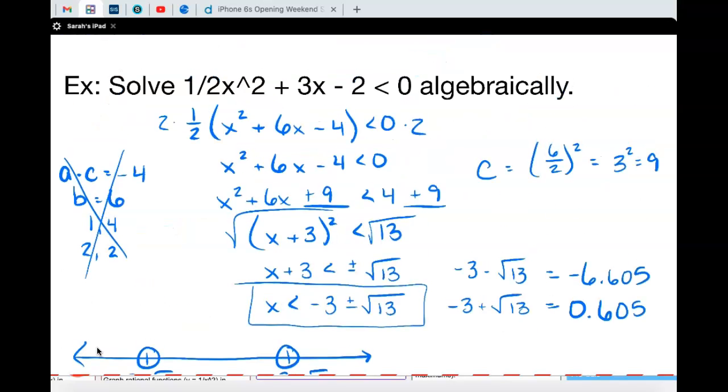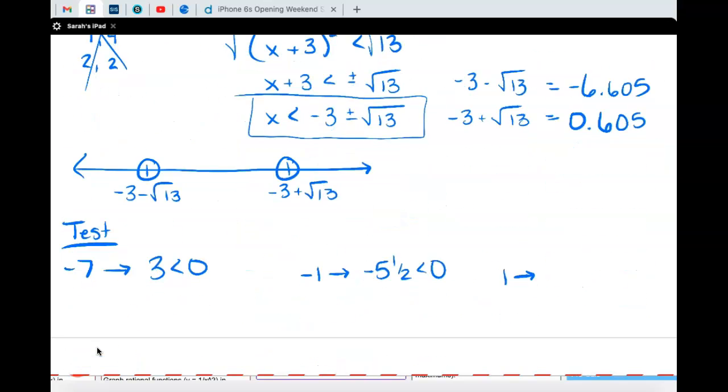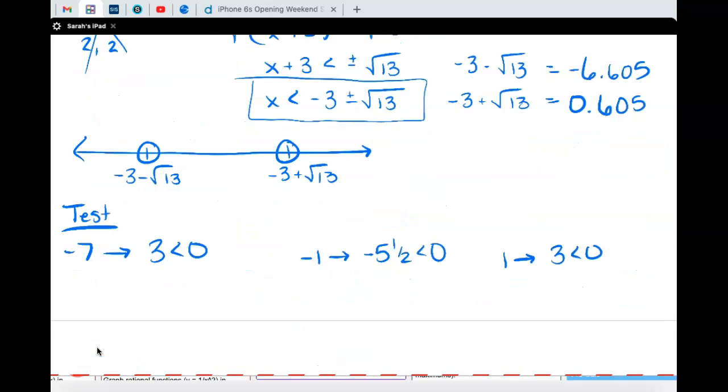Will it be shaded in the middle, obviously? 1 squared is 1, plus 6 times 1, minus 4. So it'd be 1 plus 6 minus 4, which is 7 minus 4, which is 3. Well, 3 is less than 0. That's false, right? False.